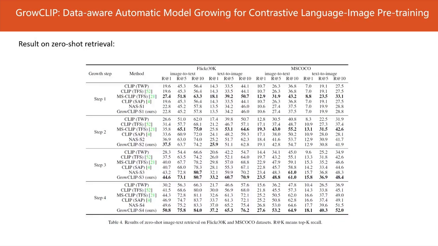We evaluate the model of each growth step on 2 retrieval benchmark datasets, Flickr30K and MSCOCO. Our model gets better as the model grows and data grows. At the last 2 growth steps, it can be observed that our method has great performance on all metrics.